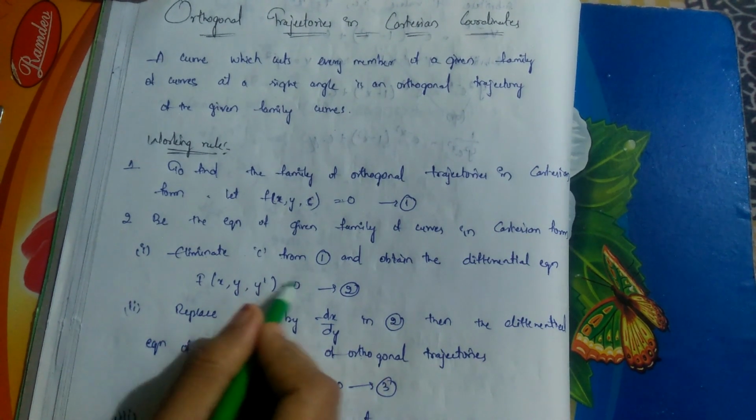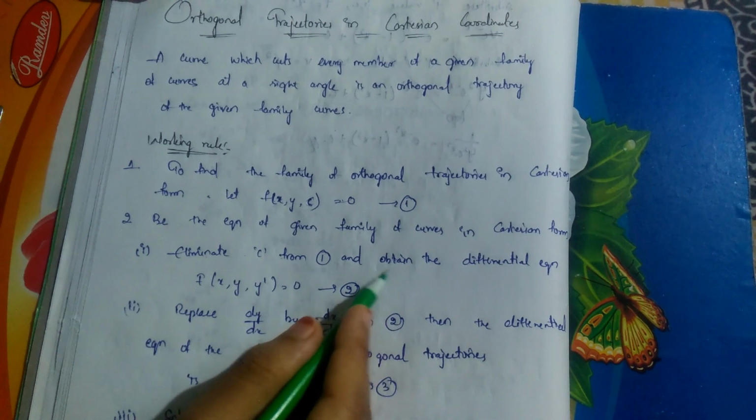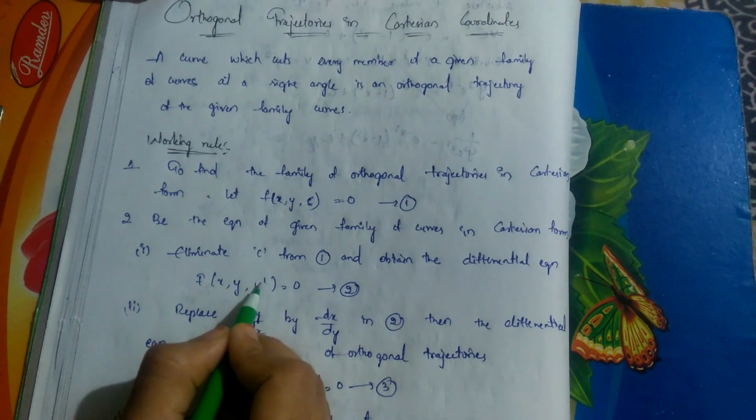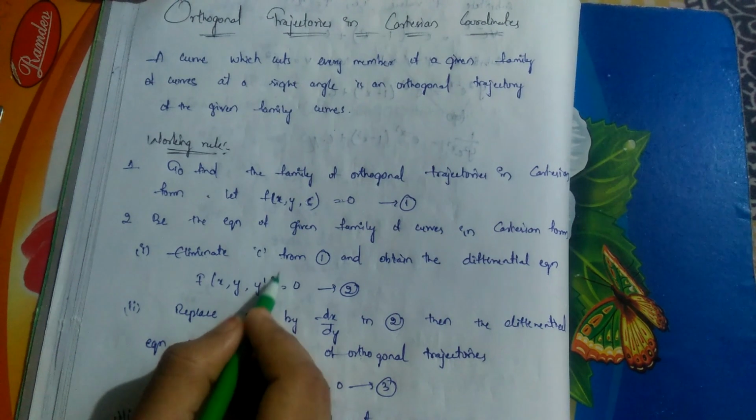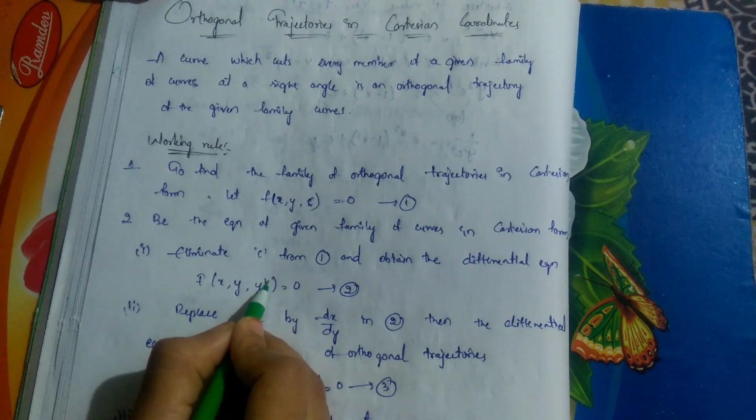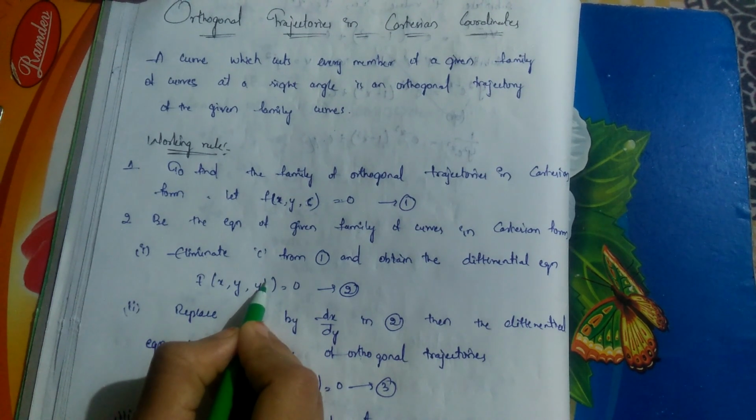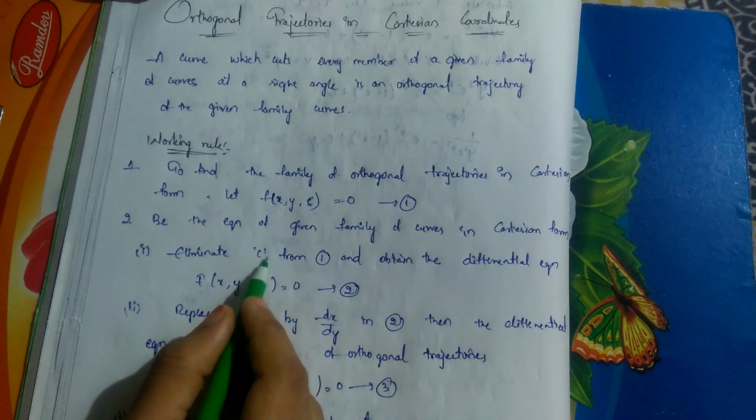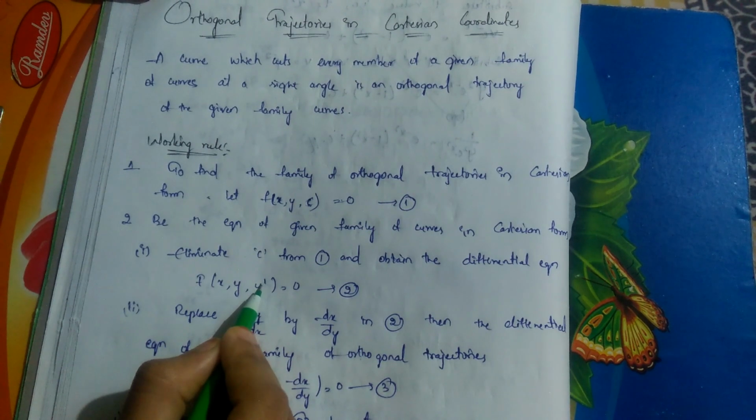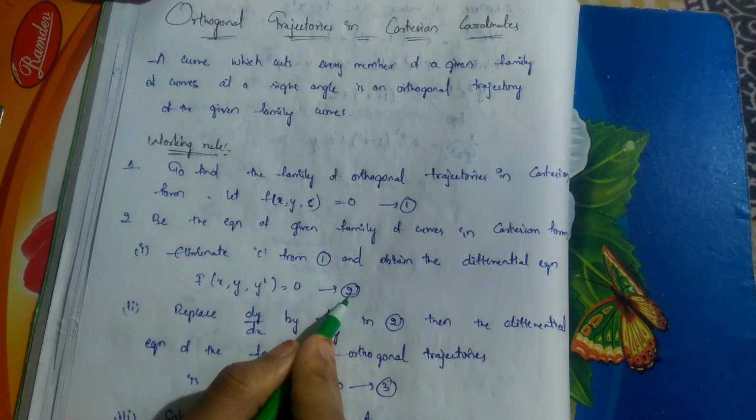So here we are differentiating with respect to x. When we are differentiating with respect to x, we get the extra term dy by dx, and dy by dx is nothing but y dash. So here in the place of the constant we will get the extra term, that is y dash, because we are eliminating c here. Then we have to assume that function as equation number 2.